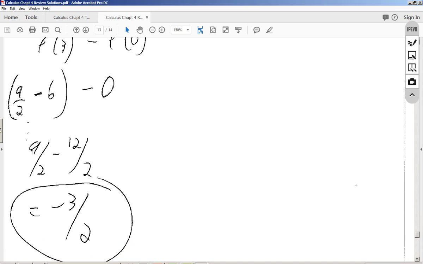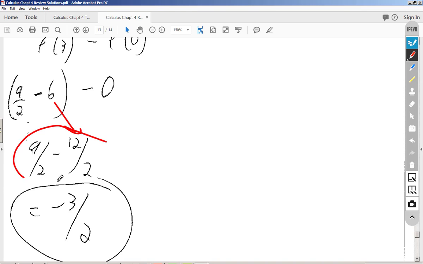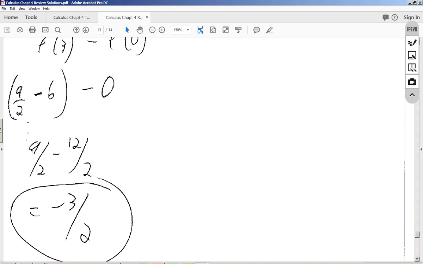Getting your common denominator. Common denominator is going to be 2. So that's going to give me 9 halves. My 6 becomes 12 halves. 9 halves minus 12 halves is going to be negative 3 halves. And that will be your answer to number 14.